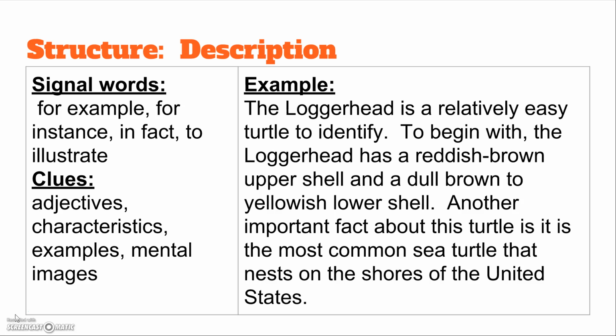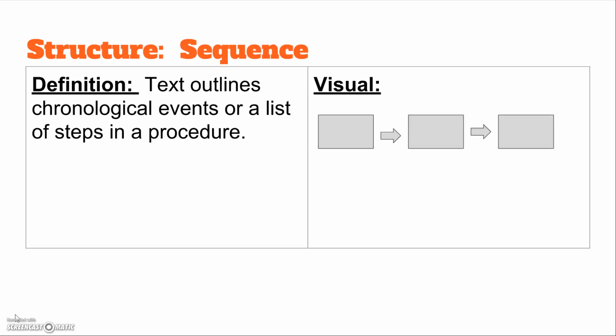Signal words and clues to look for to know that you're reading a description text are, for example, for instance, in fact, to illustrate. Clues, you'll see adjectives, characteristics, examples, and mental images. An example of a description text: the loggerhead is a relatively easy turtle to identify. To begin with, the loggerhead has a reddish-brown upper shell and a dull brown yellowish lower shell. Another important fact about this turtle is it is the most common sea turtle that nests on the shores of the United States.